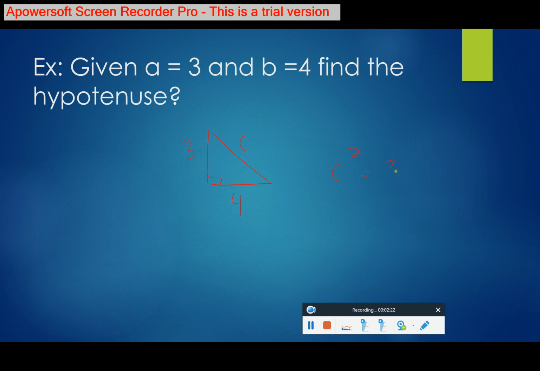All right. Now, how do you get rid of something squared? Well, you have to take the square root of it. Whatever you do to one side, you must do to the other. So therefore, c is equal to 5.